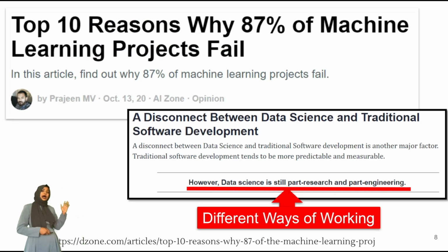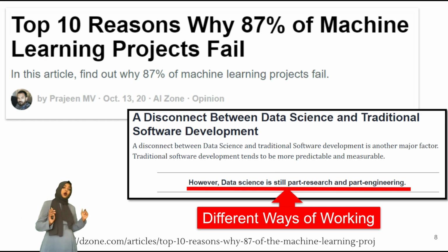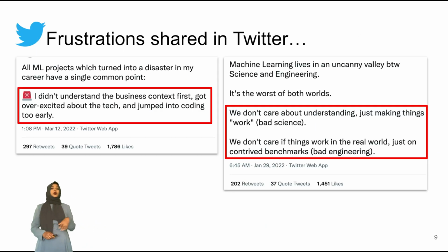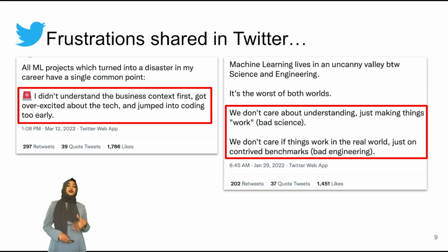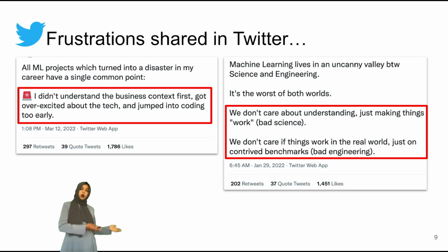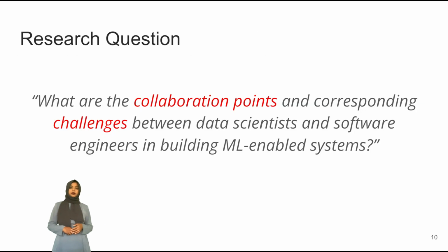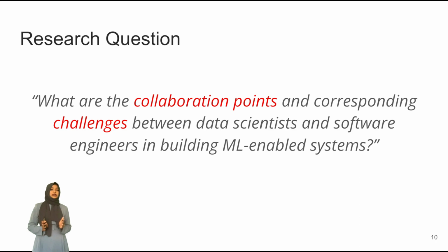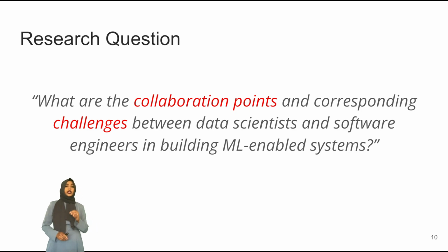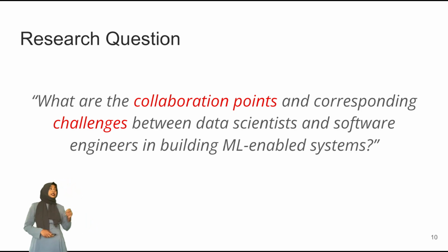This article brings out how these different paradigms have completely different ways of working. Data science introduces a lot of exploration in the process, and we find it hard to incorporate the data science pipeline into the traditional software engineering process. We can also point to a lot of frustrations shared on Twitter, where people complain about process, not understanding the business context, and so on. So, this is why we felt it was important to look deeper into the boundary between the disciplines, because that's where a lot of problems seem to be. This leads us to the research question to find the collaboration points and the challenges.